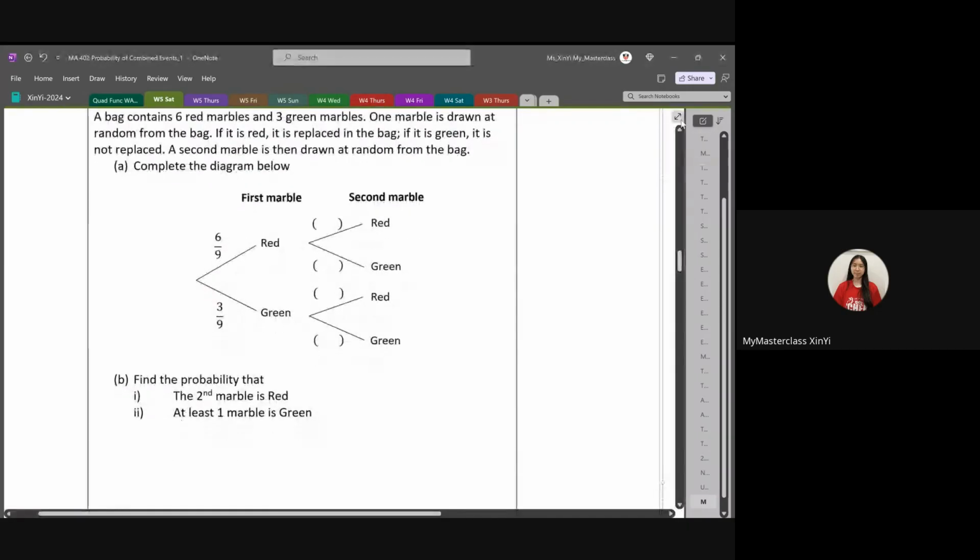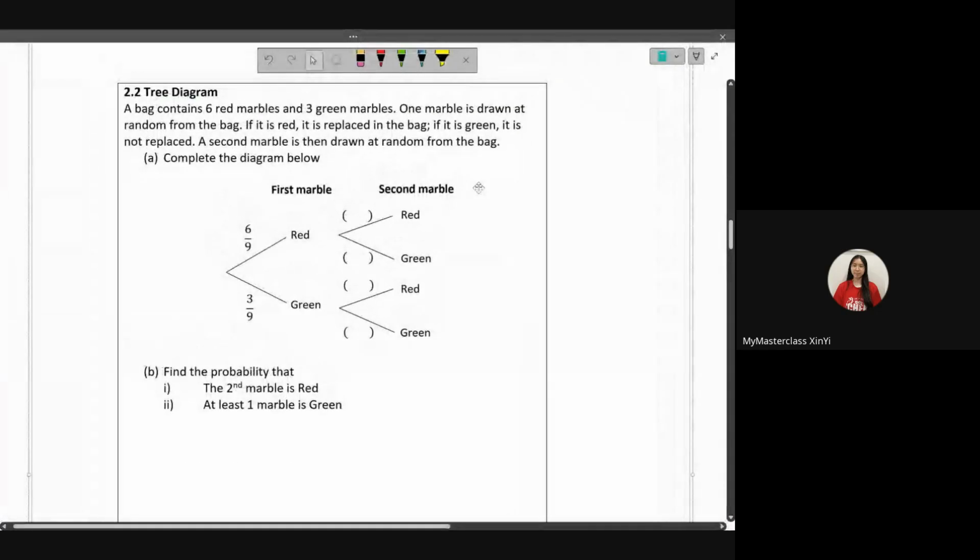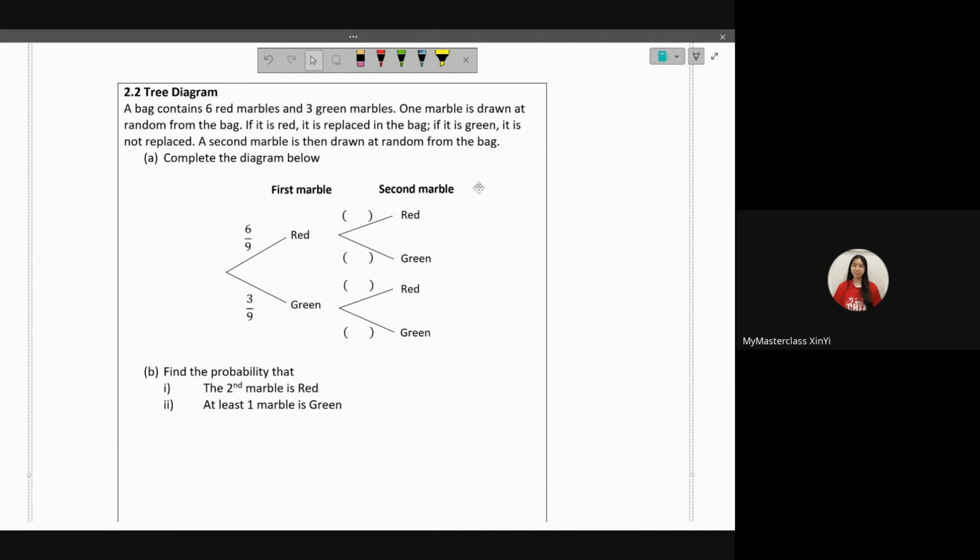Okay, so previously we have stopped here for tree diagram. A tree diagram is basically a way for us to express all our possible outcomes. Usually at the end of the branches, you will write out all the possible choices you can have.